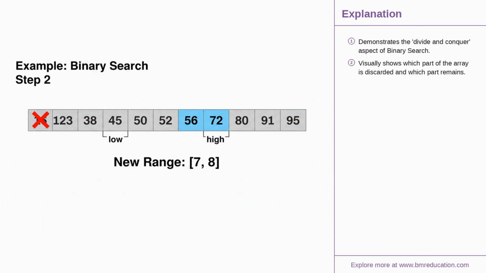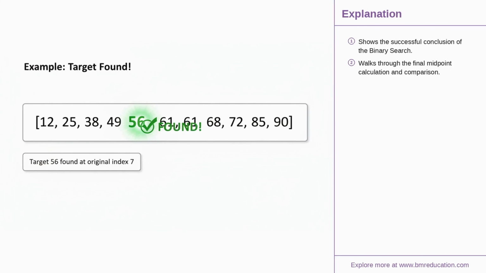Since 38 is less than our target of 56, we know our target must be in the right half of this subarray. We discard the left half and update our low pointer to be mid plus 1, which is index 7. Our new search range is now from index 7 to 8. In our new, smaller range, we calculate the middle again. 7 plus 8 divided by 2 is 7.5, which we truncate to 7. We check array[7], and its value is 56. This matches our target. We have successfully found the element at its original index, 7.